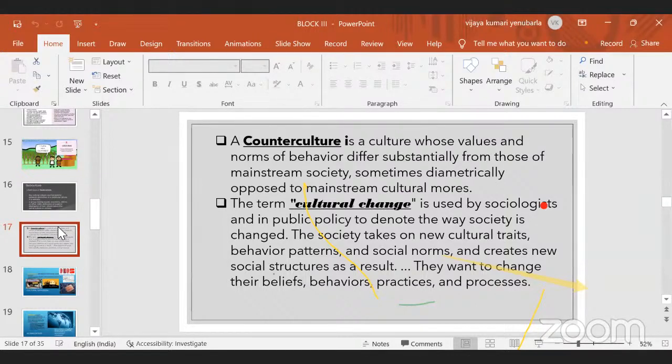Counterculture. Counterculture means a group whose values, norms, or behavior differ substantially from those of the mainstream. So it is a little bit of deviation. That is counterculture. They belong to that group, but still their ideas, their values, and their practices would be different. They don't separate themselves as a separate identity, but they practice something other.